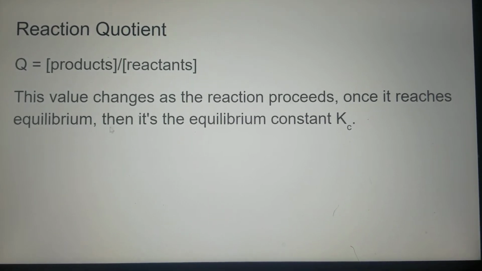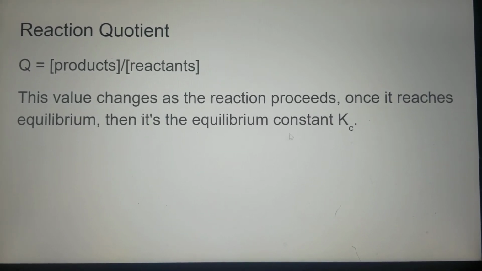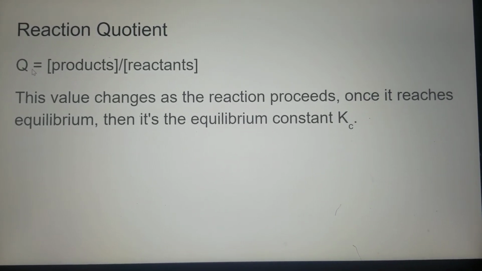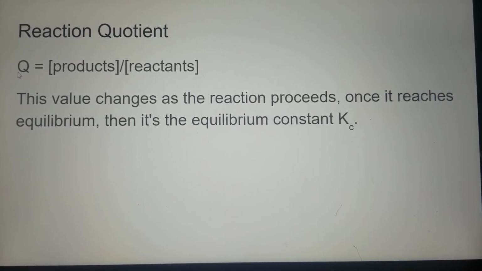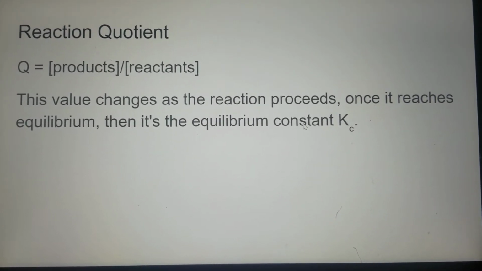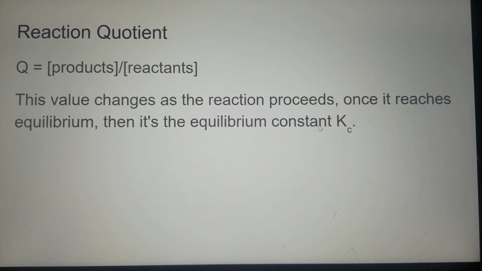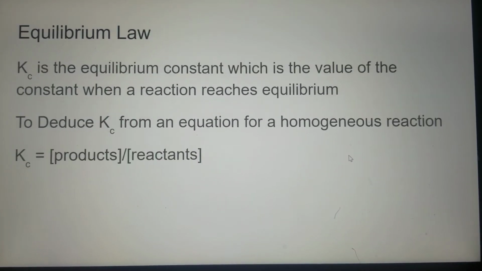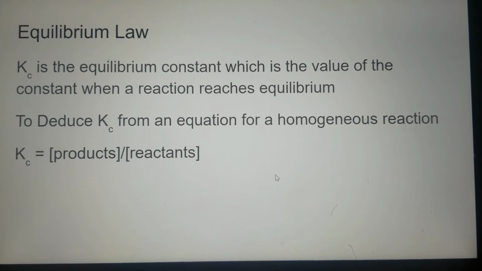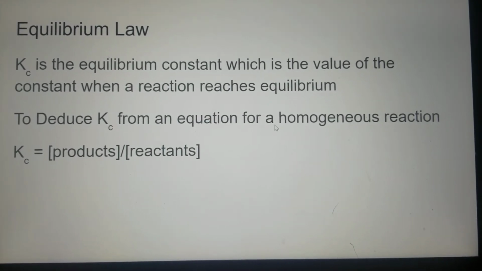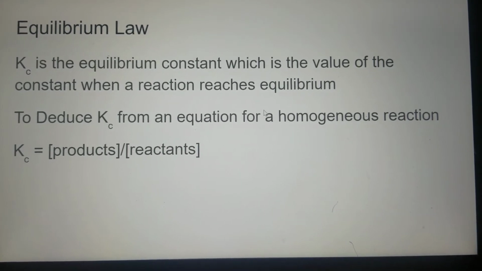Once it reaches equilibrium, then it's called the equilibrium constant, Kc. So Q is the reaction quotient at any time during the reaction, but once it reaches equilibrium, it is called the equilibrium constant, and it's represented by K with a subscript c. The equilibrium law states that Kc is the value of the constant when a reaction reaches equilibrium.